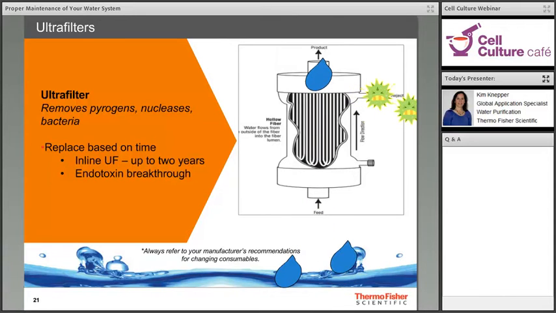These ultrafilters have a large surface area and usually a reject or a rinse line to flush the surface of the ultrafilter of any buildup of impurities. So you would change the ultrafilter when you have an endotoxin breakthrough that doesn't go away after disinfection, or if there may be a reduced flow rate.